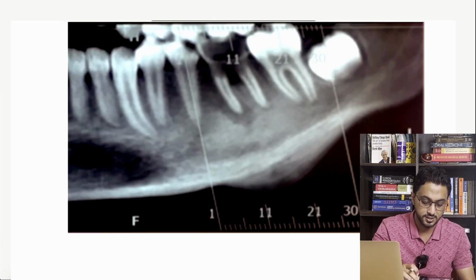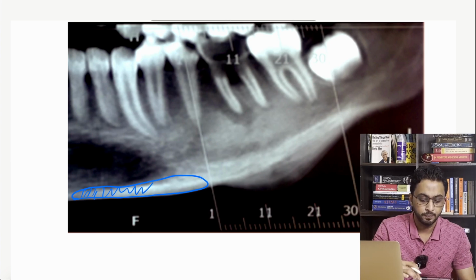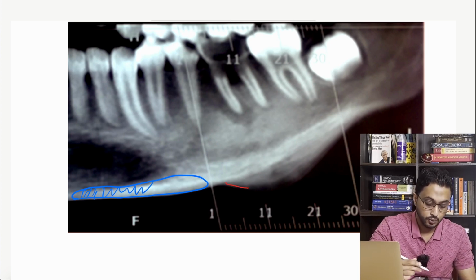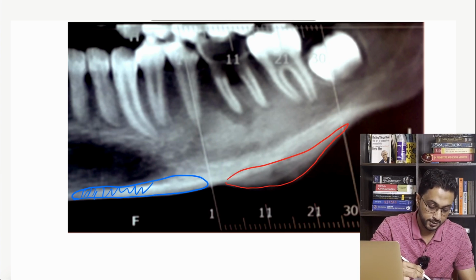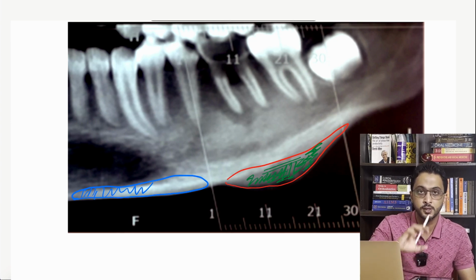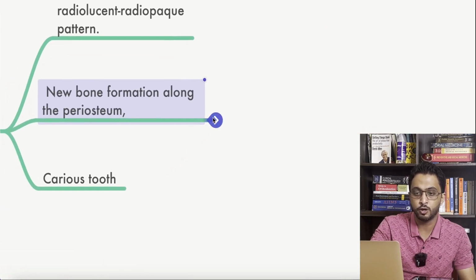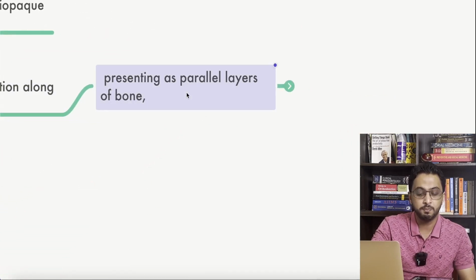Yes, this is a picture of Garré's osteomyelitis. Now if you see here, this is a normal area. That's the cortical bone, that's the periosteum. Now if you come here, see this, this is the periosteal reaction. The new bone formed in the periosteum is what gave rise to the bony hard swelling I told you about. So it's a very, very important feature: new bone formation along the periosteum, presenting as parallel layers.